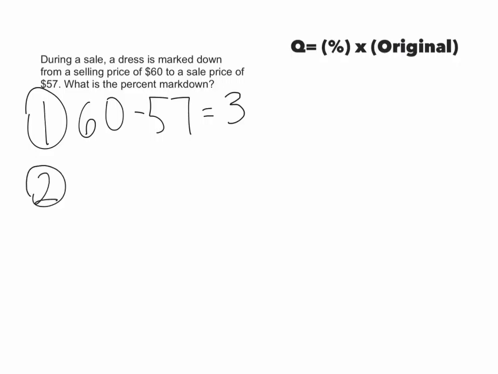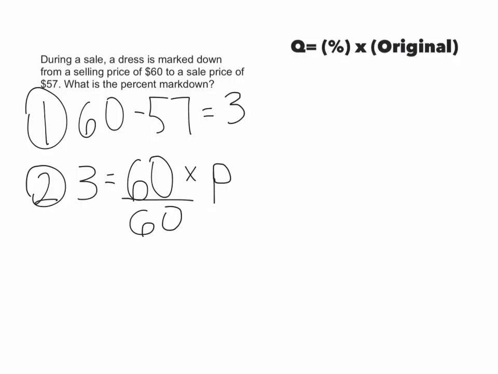So it is going to look like this. Step 2, the 3 that we just found equals 60, which is the original price, times P. We're going to say P because we want to find the percent markdown. That's what we don't know, and by using this equation, that's what it's going to tell us. So how do we get P alone to solve for that? You want to divide by 60, and then again, do this on both sides of the equation.